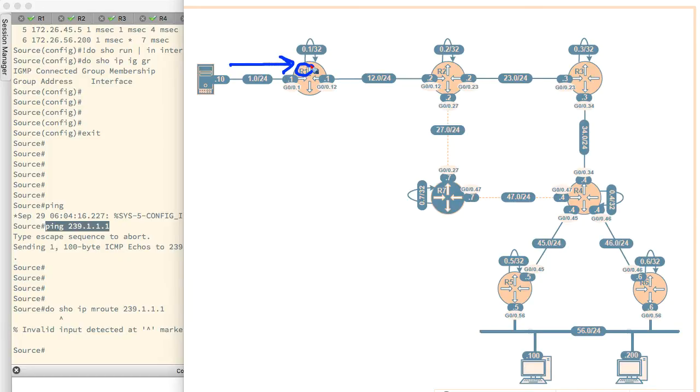And that means that R1 can then keep the state on the rest of the network. But if this traffic stops, then R1 expires that state ultimately and expunges it from the multicast routing table. It's not going to keep it there indefinitely. If you remember, that number was about 3 minutes or so. So after 3 minutes, it's going to get rid of that state.